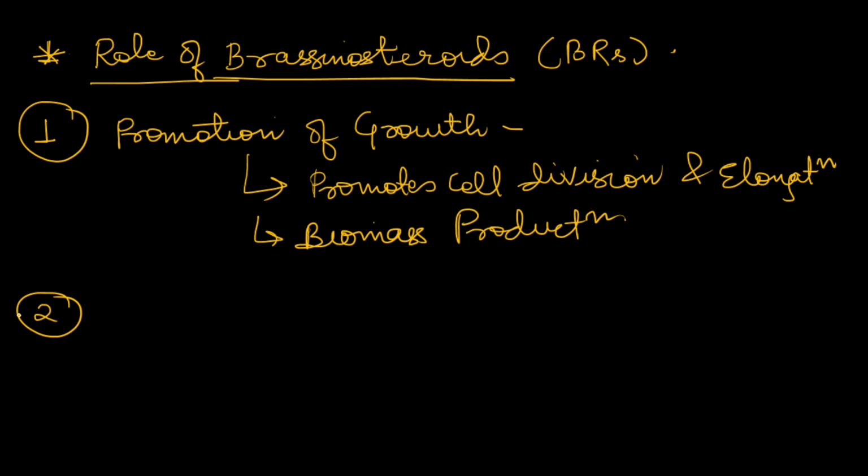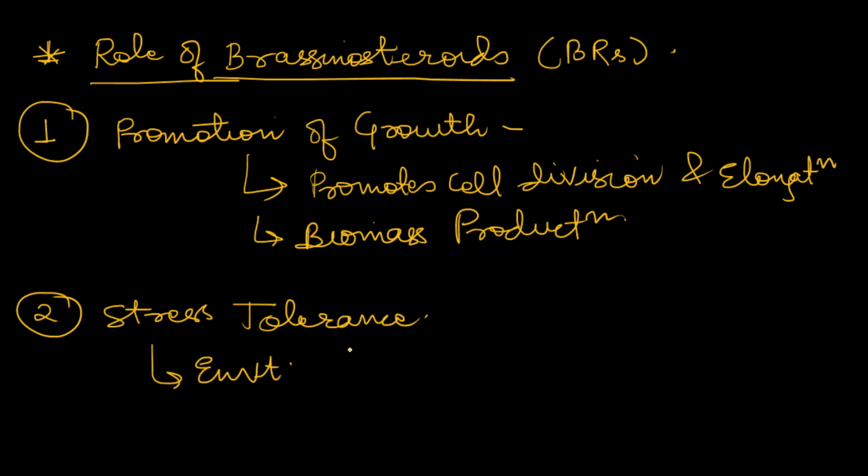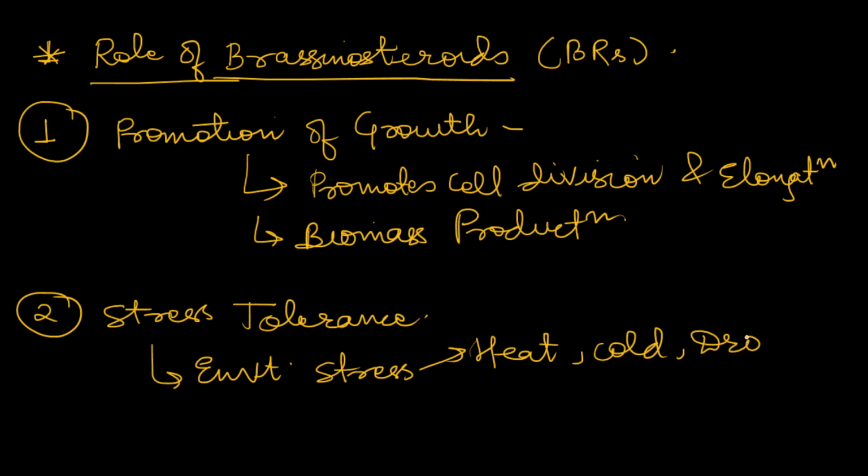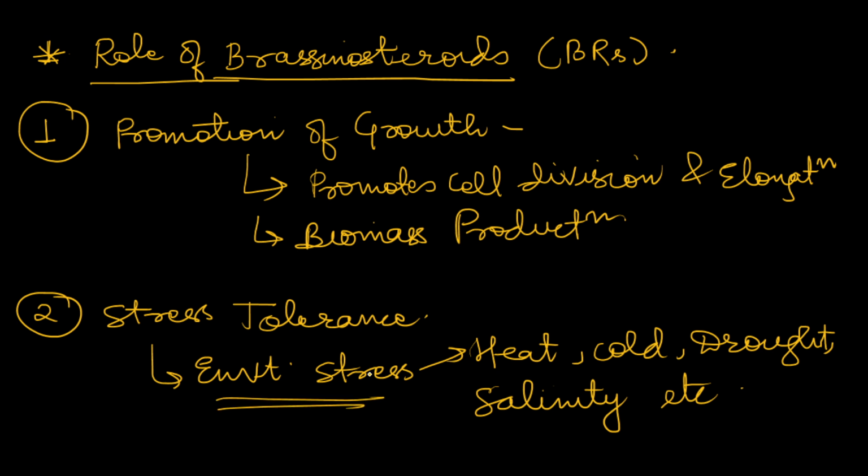Secondly, it is helpful in stress tolerance. So they help plants to tolerate various environmental stresses. Generally, it helps in tolerating environmental stresses, let it be heat, let it be cold, let it be drought, salinity, etc. It is not that helpful in tolerating biotic stresses, but it is helpful in tolerating abiotic stress, generally environmental stress. So this is its second role in agriculture.